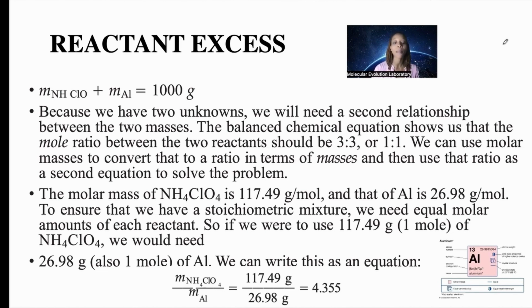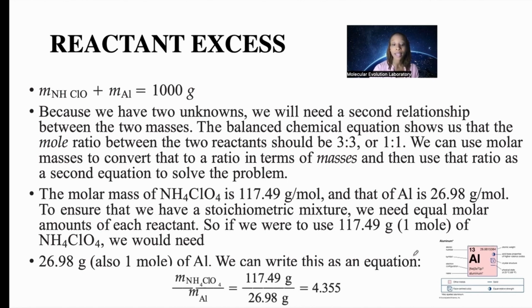The molar mass of ammonium perchlorate is 117.49 grams per mole, and you get the molar mass by adding 1 nitrogen, 4 hydrogen, 1 chlorine, and 4 oxygen atoms. That of aluminum is 26.98 grams per mole, as we can see here. To ensure that we have a stoichiometric mixture, we need an equal molar amount of each reactant. So if we use 117.49 grams, or 1 mole, of ammonium perchlorate, we need 26.98 grams, or the same mole, of aluminum.